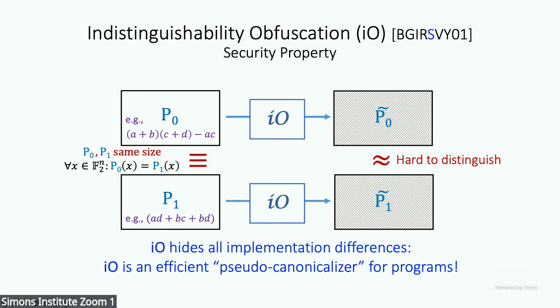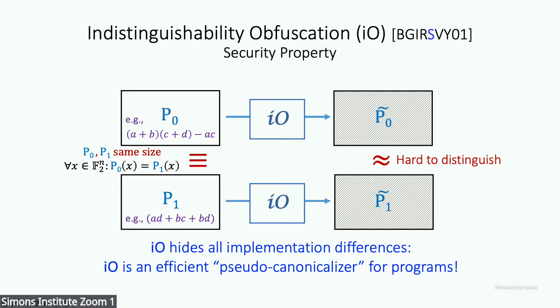In some sense, we can think of IO as a pseudo-canonicalizer, right? Imagine we could take every program and convert it into a canonical form. In that way, any two programs that share the same functionality would yield the same canonical form. Then it would satisfy this definition, clearly, because in that case, P0 tilde would equal P1 tilde, right?